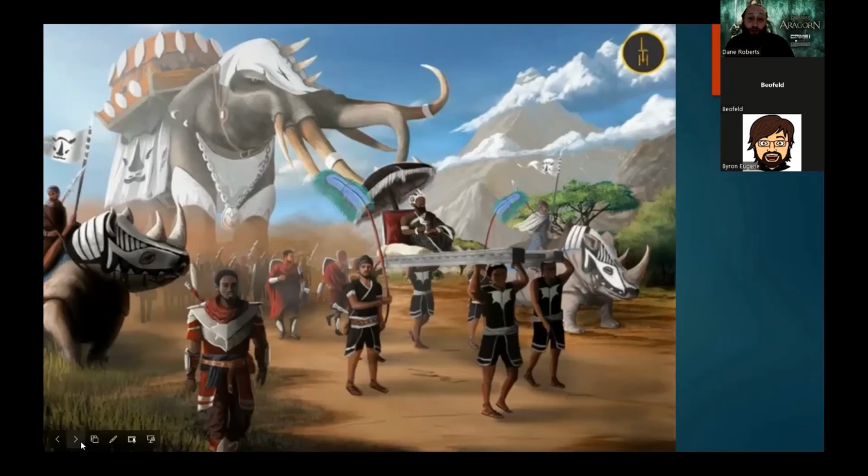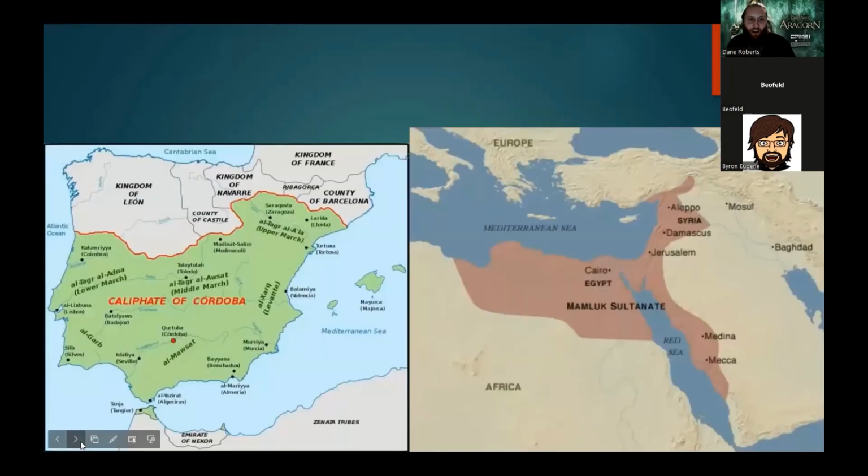Well, y'all are both right, but also wrong, and I'll show you why. Because we have two big boys on the block around this time: the Caliphate of Cordoba, or the Moors, who did use some elephants in their combat.